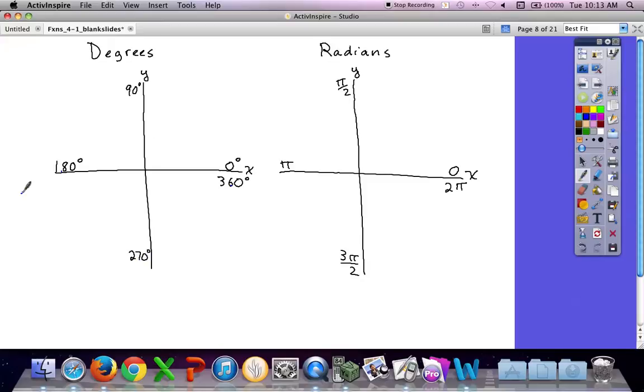Now, what if I named them with negative angles? Right? What would I call this angle if I went around in a negative direction? It's negative 90. If I'm going around in this way, that would make this negative 360. This is negative 180. This is negative 90. And what would this one be? Negative 270.